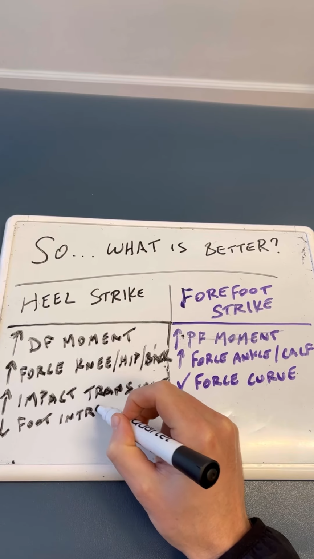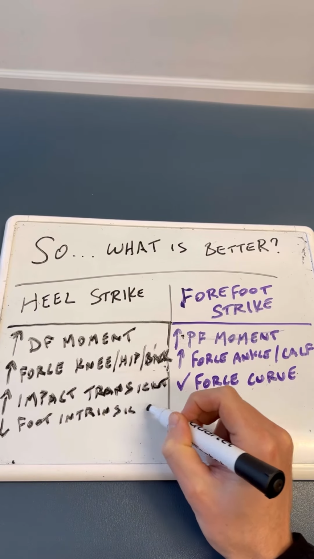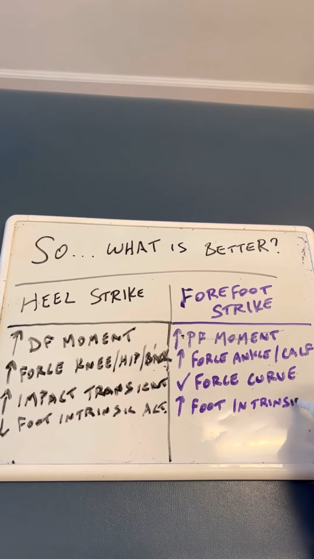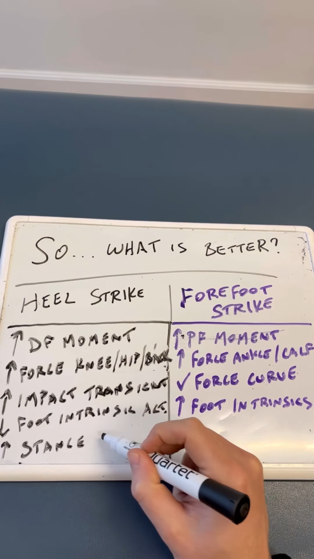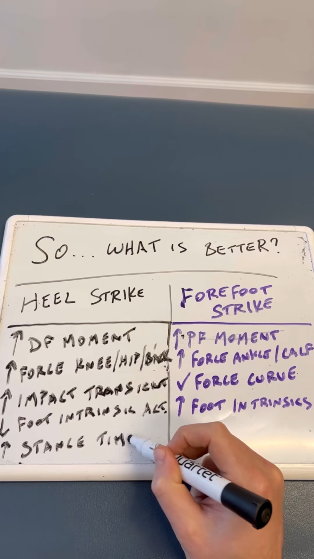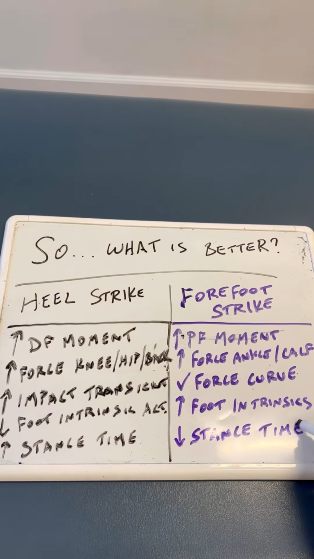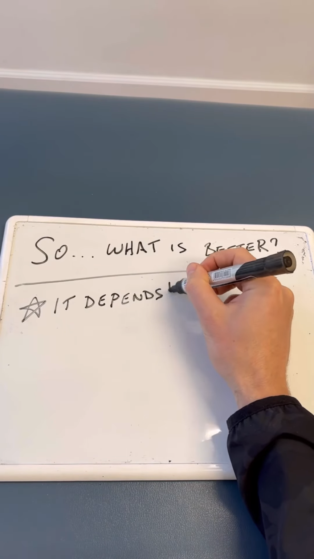We find that heel strikers have less activation of the foot intrinsic and extrinsic stabilizers, whereas a forefoot striker, we see a high level of activation into the foot. A heel striker tends to be on the ground longer, creating a longer stance phase, whereas a forefoot striker promotes a bit of a higher cadence and less stance time. So as always, it depends.